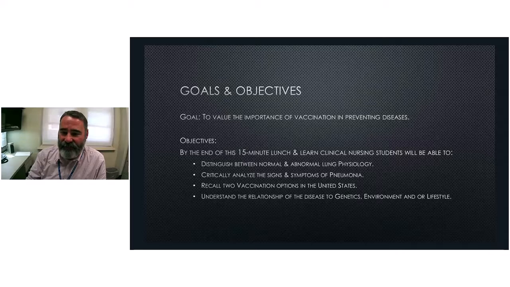So the goals and objectives for today's lesson: the number one goal is that I would like for you to take away the value and the importance of vaccination in preventing disease. The objectives would be, by the end of this little 15-minute lunch and learn session, nursing students will be able to distinguish between normal and abnormal lung physiology. They'll be able to critically analyze signs and symptoms of pneumonia. They will recall two vaccination options that are most commonly used in the United States. And you'll be able to understand the relationship of pneumonia as a disease to genetics, environment, or lifestyle choices.